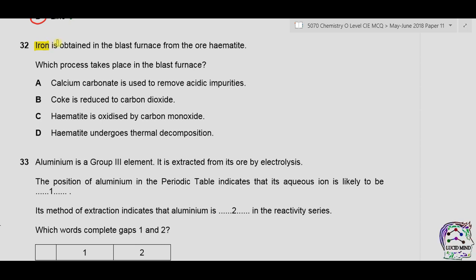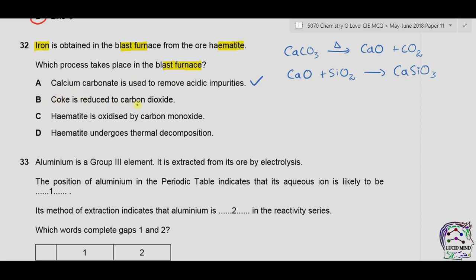Question 32. Iron is obtained in the blast furnace from the ore hematite. Which process takes place in the blast furnace? Part A, calcium carbonate is used to remove acidic impurities. This is correct because calcium carbonate first decomposes into calcium oxide and carbon dioxide. This calcium oxide is used to remove acidic impurities such as silicon dioxide. It will react with SiO2 to form slag of calcium silicate, which is then removed.